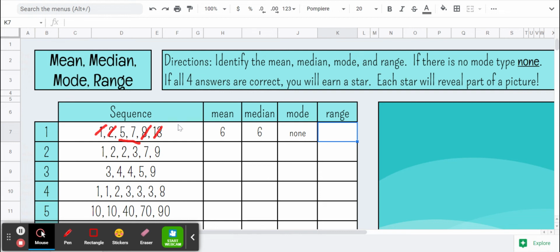And then the range is the difference between the maximum number and the minimum number. So the greatest one is 13. The smallest one is 1. So we're going to subtract to find the difference between these. So 13 minus 1 is 12.